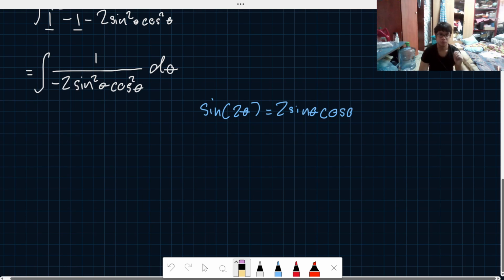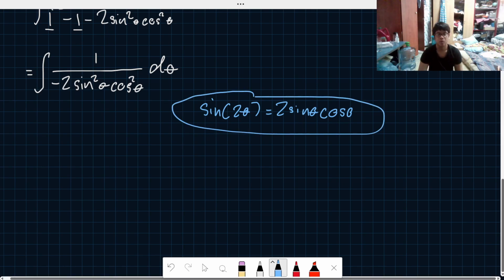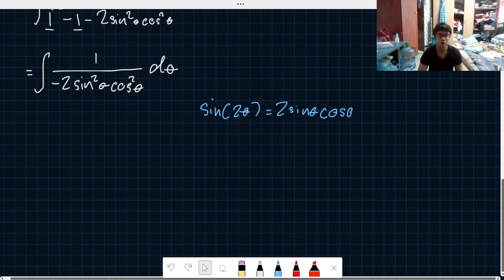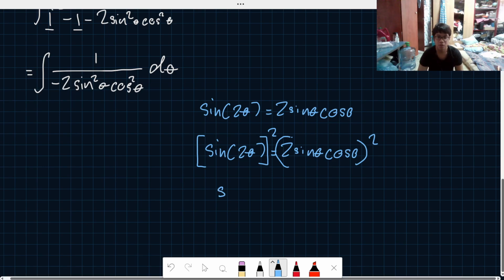First and foremost, let's focus here. What I'm going to do here is, what if I square both sides? Imagine both sides: the left has a square, and on the right side, it also has a squared exponent, right? Just imagine. Here we will have sine squared of 2 theta is equal to 4 times sine squared theta times cosine squared theta.